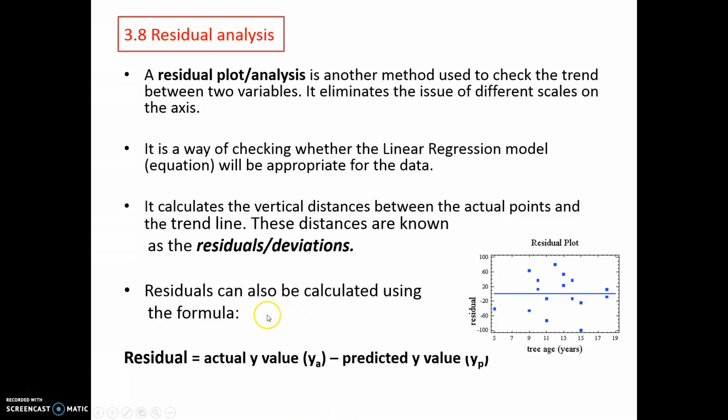So based on that idea, we use this formula down the bottom, where your residual equals your actual y value, your point on your scatter plot, subtracted by the predicted y value. So that's the y value you would get if you used the equation from your trend line or your regression line.